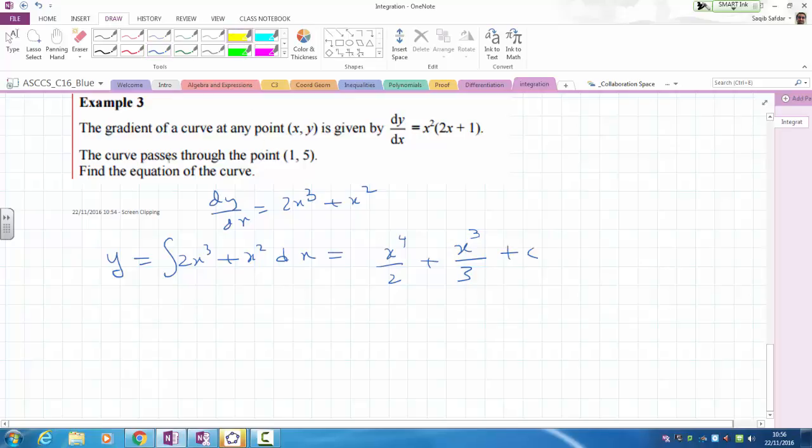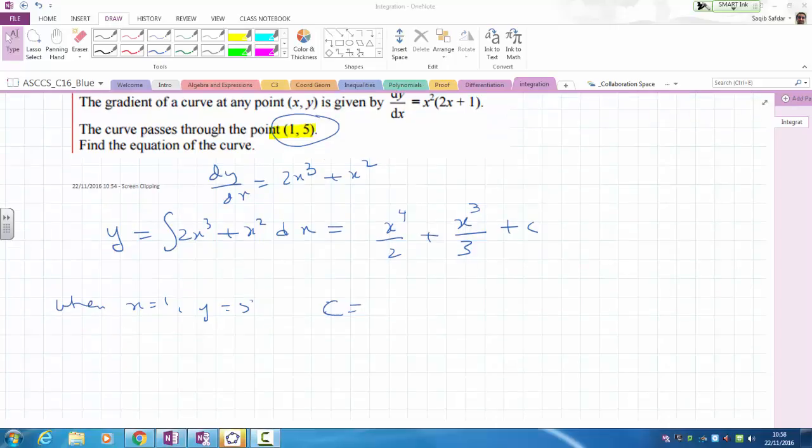Now they've given us some information. What have they told us about the curve? Kulsum, what have they told us about this curve? So when x equals 1, what does y equal to? Y equals 5. Therefore, we can substitute x, we can substitute y, and work out what c is. Can somebody work that out? In fact, can you all have a go at working it out? Yeah, you can use a calculator if you want. Excellent. Okay, so c equals 25 over 6.